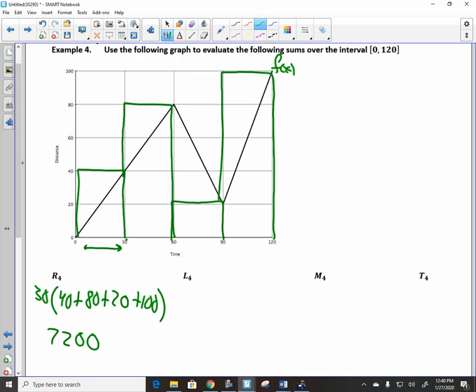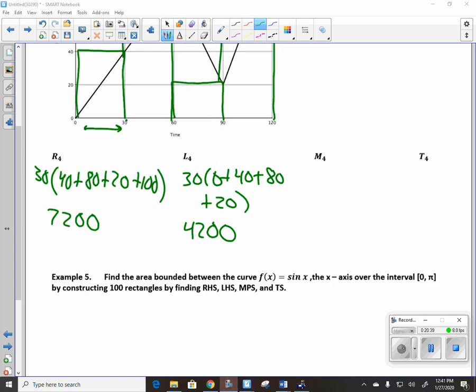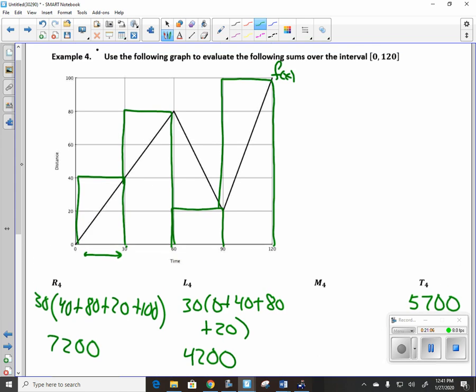You go ahead and take care of the left hand and the trapezoidal. Go. So I noticed that for the left hand we lose the 100 and we gain 0, right? So that's a change of 4,200. But we knew that the right hand was an overestimation. This was definitely an underestimation, wasn't it? So the trapezoidal sum would be the average of the two, which would be 5,700.